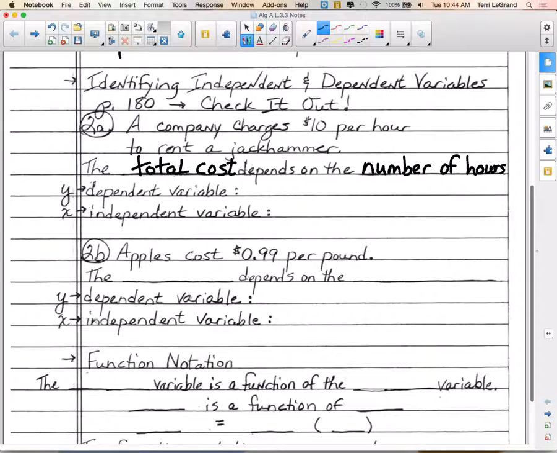One thing will depend on the other. One thing will control the other. So the number of hours controls, so that makes the total cost dependent upon it. So our dependent variable in this situation is what? Is it the number of hours or the total cost? Dependent. Total cost. And the independent is number of hours.